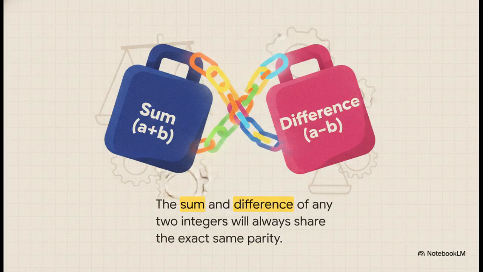Then we have the same parity rule. If you add 2 numbers and get an even result, well, subtracting them will also yield an even result. I know, it sounds like a small, almost obvious fact, but it has huge implications. Think about it for a second. If you take any 2 integers, let's just call them a and b, whether they're both even, both odd, or a mix of the two, whatever parity a plus b happens to have, a minus b is totally guaranteed to have that exact same parity. They are a package deal, always.